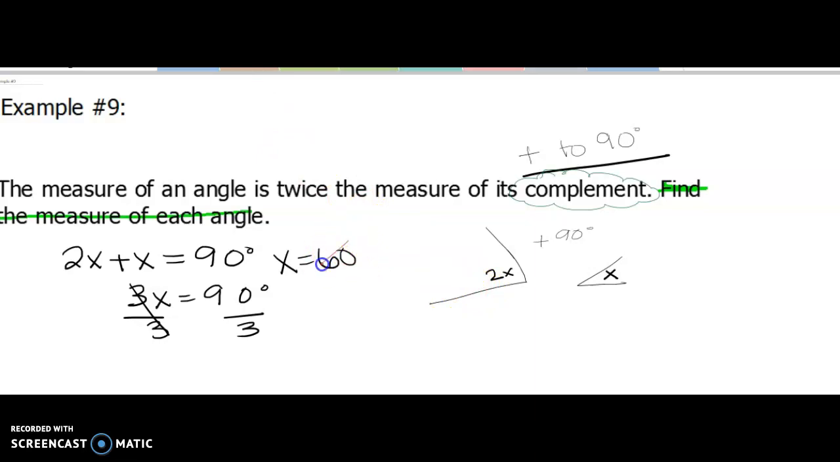Guys, I screwed up. 90 divided by 3 is 30, not 60. Okay, so x is 30. So x equals 30. 2x equals 2 times 30, which is 60. Here's your 2 angles. That's it, guys.